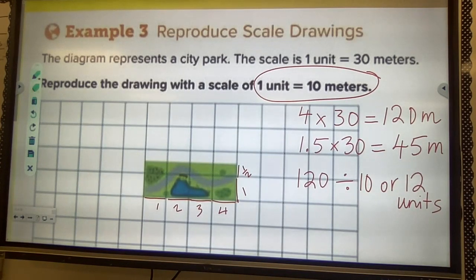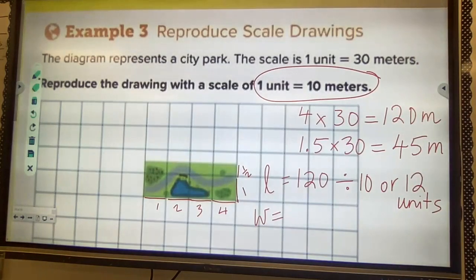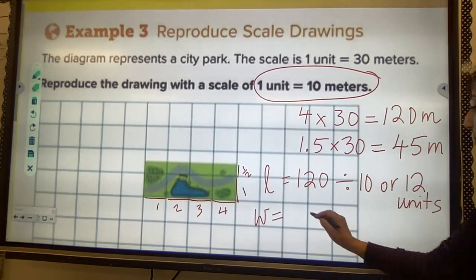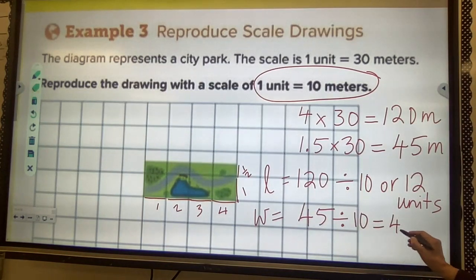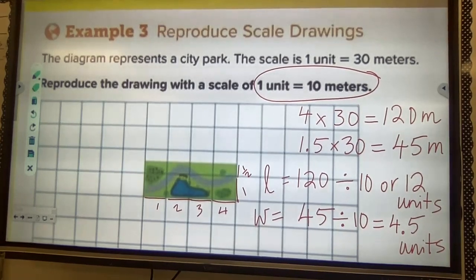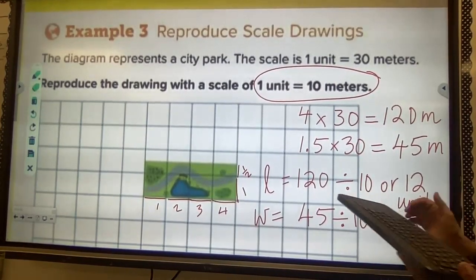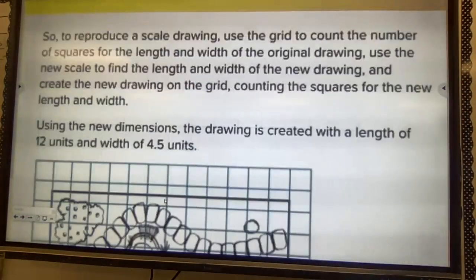And the new drawing will have it. So this is my length. And then my width, again, what did I have? I had 45 here. And I'm going to divide 45 by 10. And I'm going to get 4 and 5/10 units. So these are my new measurements. Okay. And so then based on this, let me show you what it's going to look like. So you're going to count the number of squares, and so this is what it's going to look like using the new dimensions.